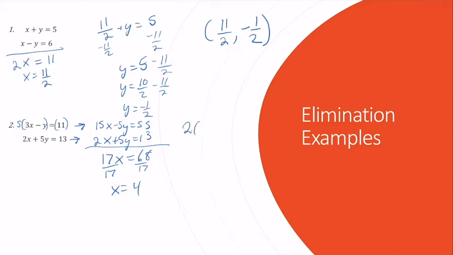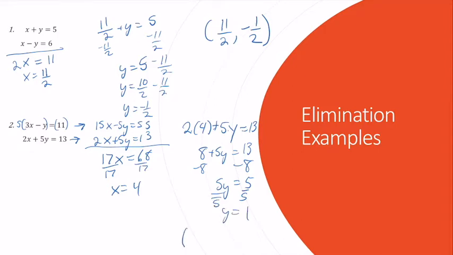I substitute that back in. 2 times 4 plus 5y equals 13. 8 plus 5y equals 13. I subtract 8 from both sides. 5y equals 5, so then it is the case that y equals 1. So I get when x is 4, y is 1.